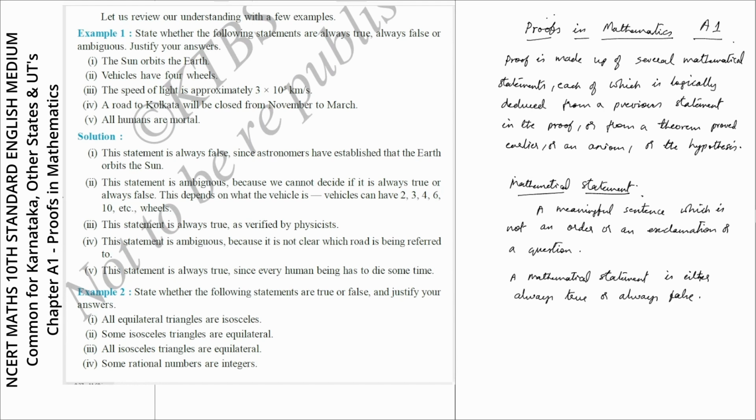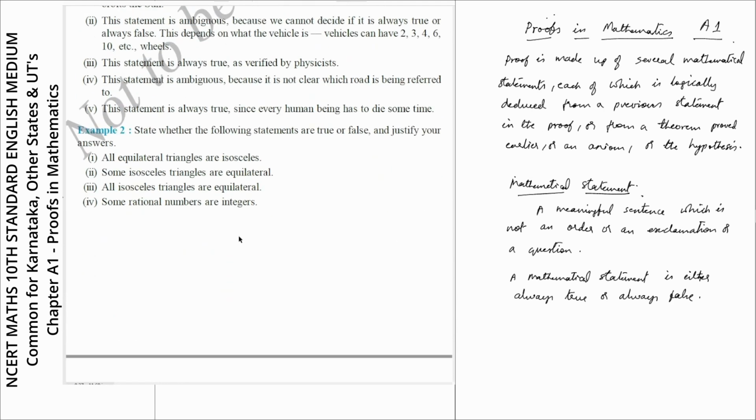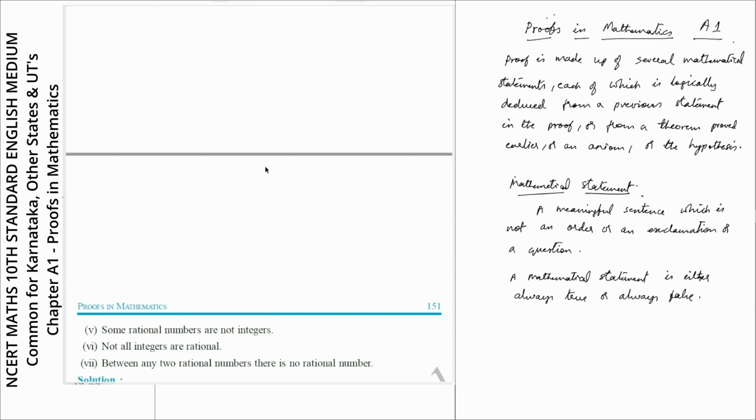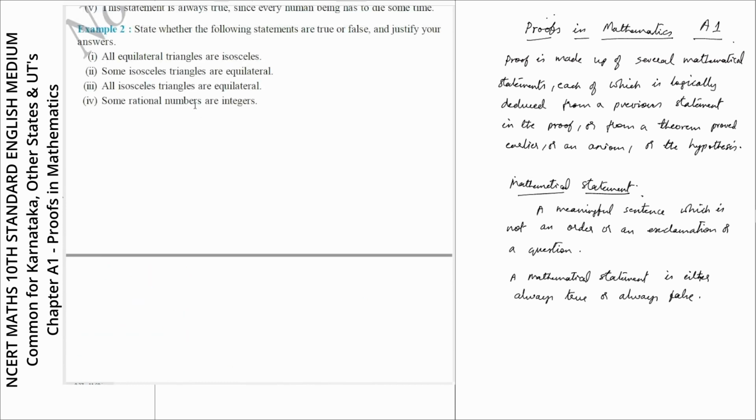Example 2 of this chapter. State whether the following statements are true or false and justify your answers. The answers are already given in the textbook, but let me explain. All equilateral triangles are isosceles triangles. So this is true. Equilateral triangles means 3 sides of the triangle will be equal, and in an isosceles triangle 2 sides of the triangle will be equal. Therefore all equilateral triangles are also isosceles triangles.